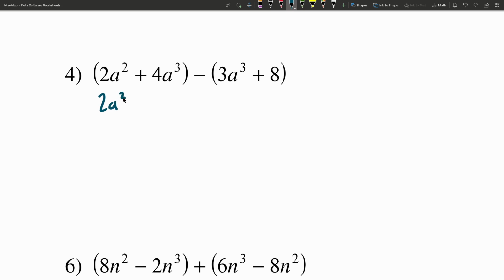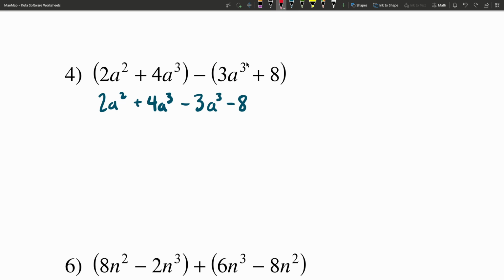We're going to have a 2a squared plus a 4a cubed, and we're subtracting a 3a cubed, and then we're going to subtract that 8 because we have to switch the sign because this entire quantity is subtracted. So what was originally adding 8 within the parentheses is now subtracting 8 outside of those parentheses.